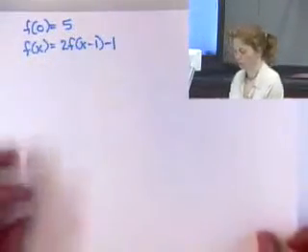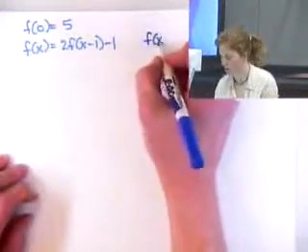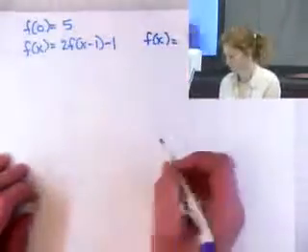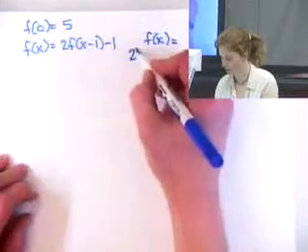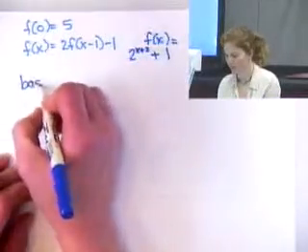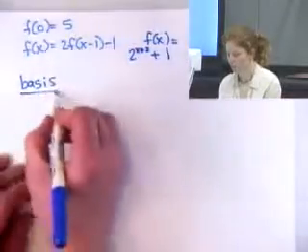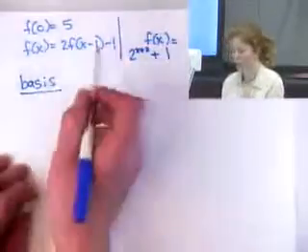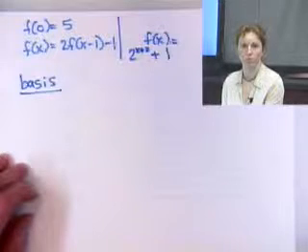So let's prove our closed form, which we said was f of x, I can't write up there, is 2 to the x plus 2 plus 1. And our basis, so we have a recursion on the left and a closed form on the right.